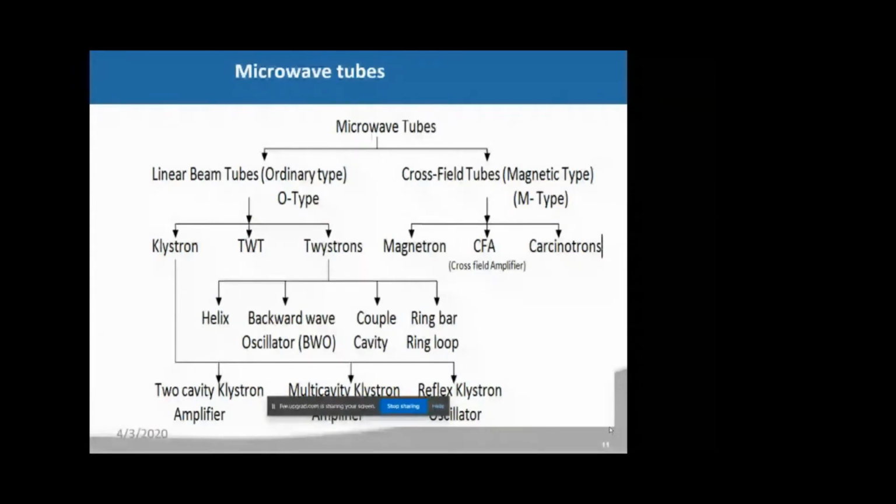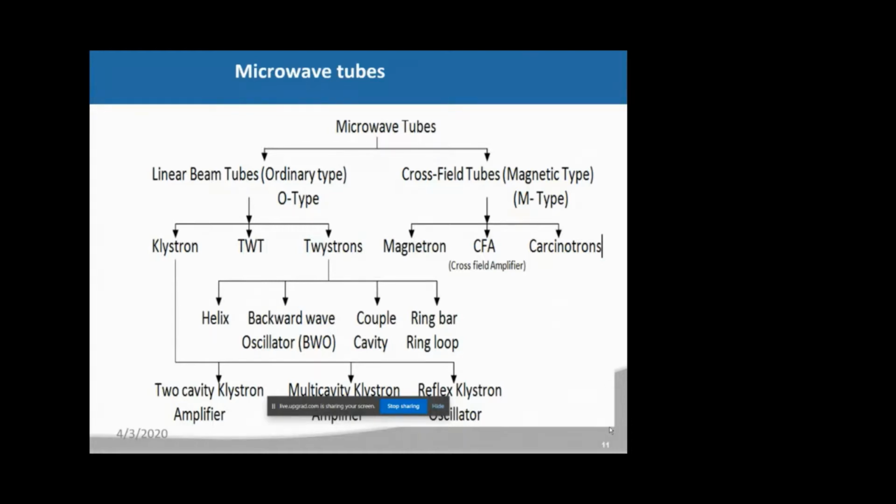What are called cross-field tubes? This is one common question asked in the examination. Why is it called cross-field tubes? Cross-field tubes means in this case the electric field and the magnetic field are perpendicular to the direction of propagation, while in case of linear beam tubes, they are in a linear fashion.